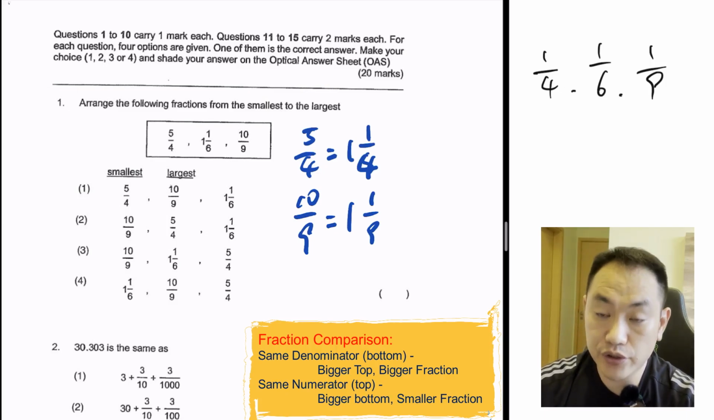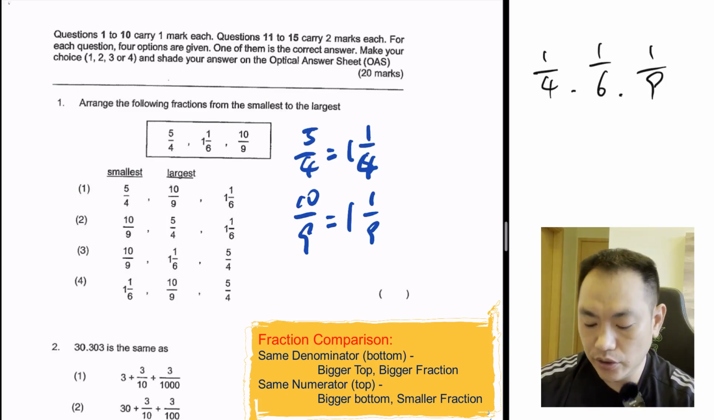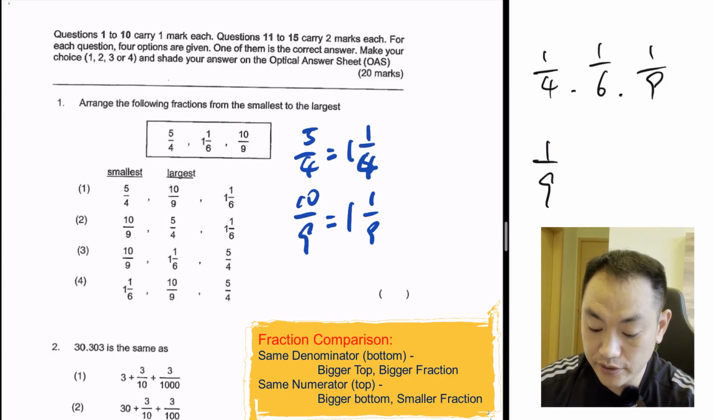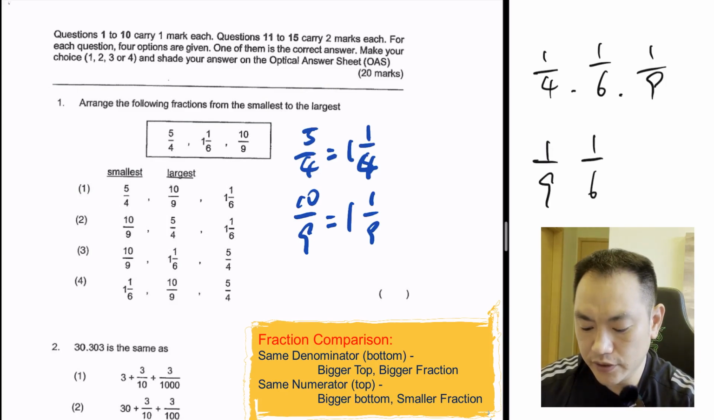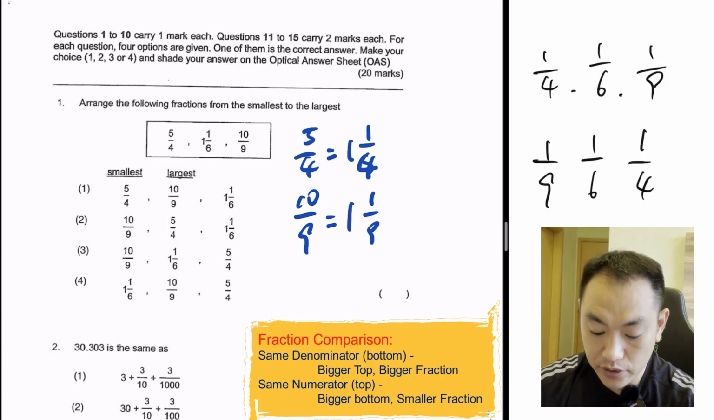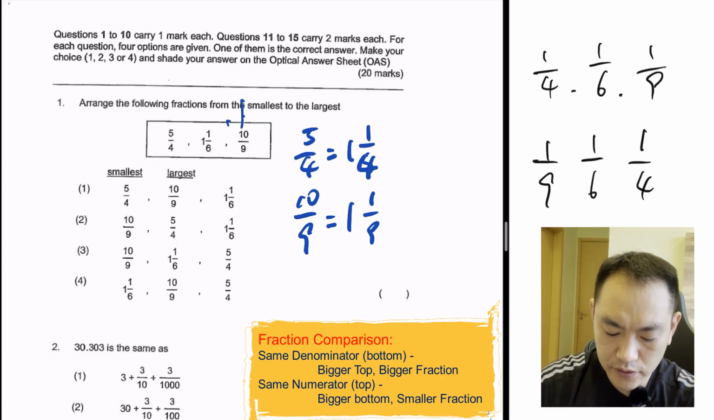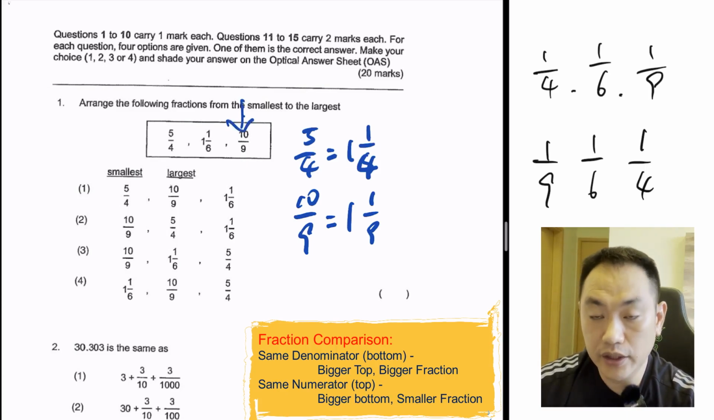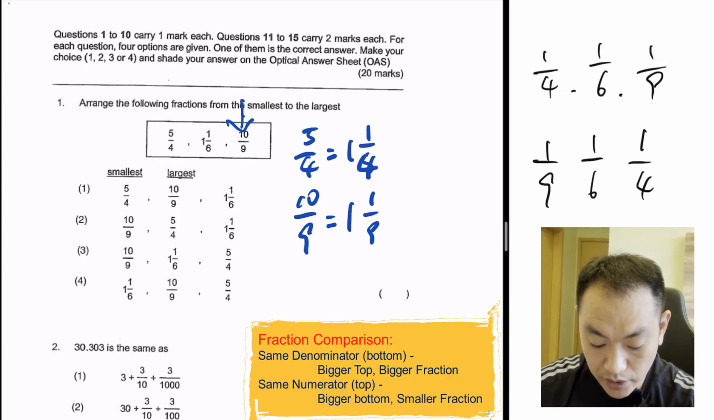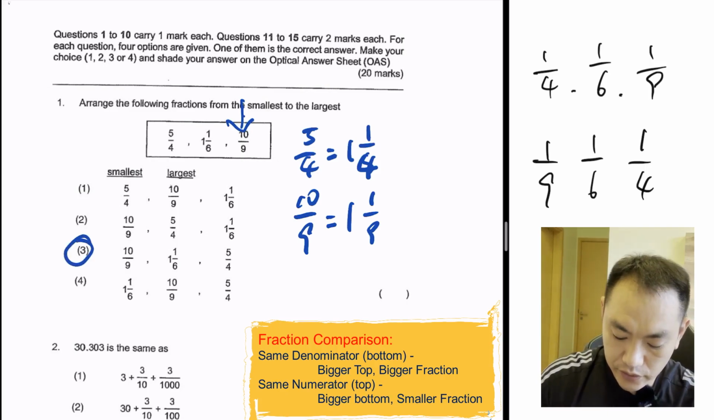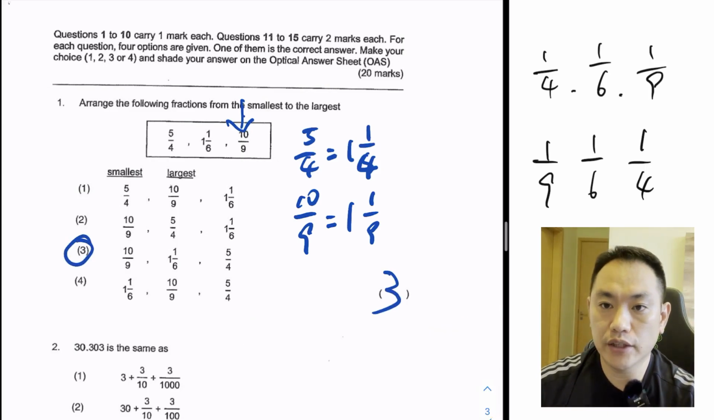Now we want to arrange from the smallest to the greatest. For 1/9, 9 is the greatest number, which means 1/9 will be the smallest, followed by 1/6, and then followed by 1/4. So which one is the smallest? It is the one with the 9 at the bottom. So 10/9 is the smallest, followed by 1 and 1/6, and then followed by 5/4. So the answer will be 3 here. Okay, let's move to the next question.